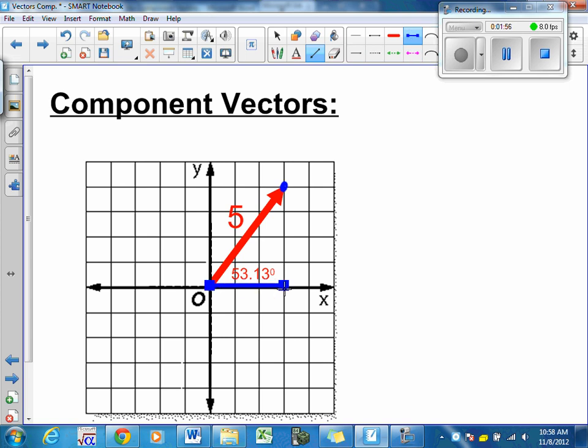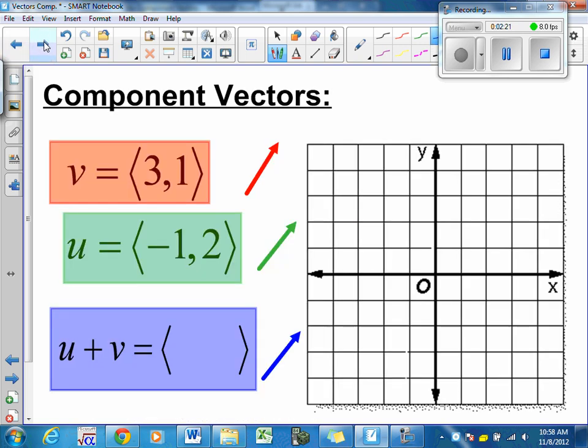right triangle. We can convert any vector into a right triangle and then find the x part of that right triangle, in this case 3, and the y part of that right triangle, which is 4. So we can break this vector, the red line, into its two components. The horizontal component, which is x, and the vertical component, which is y. Let me show you why this would be important.